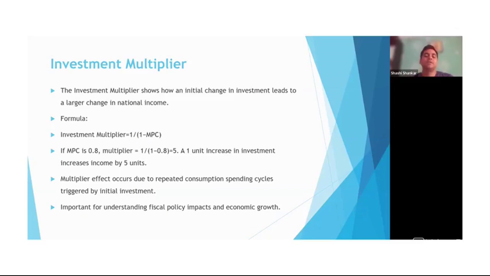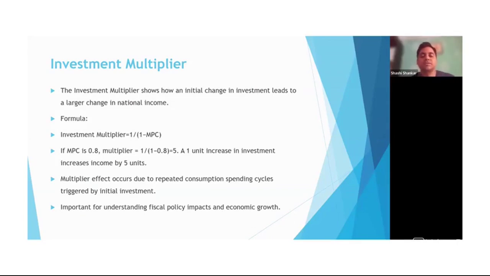So if you are talking about it here, just as an example, if MPC is 0.8, the multiplier is equal to 1/(1 − 0.8) = 5. That denotes that a 1 unit increase in investment increases income by 5 units. So that is known as the investment multiplier.